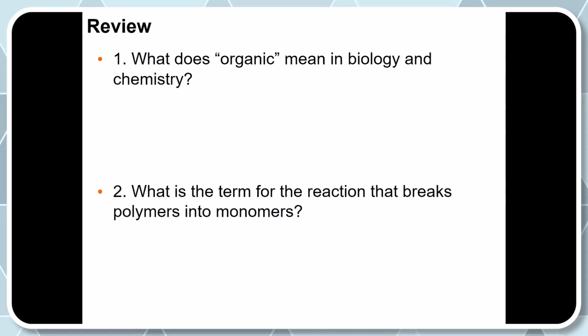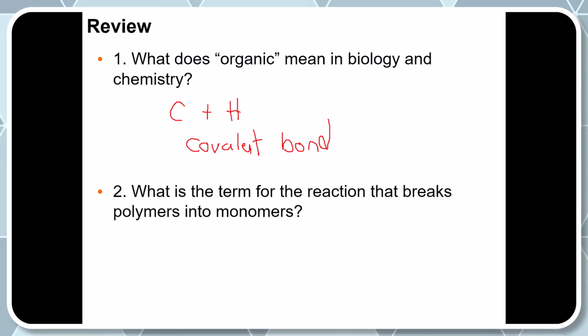So let's review. What does the word organic mean in biology and chemistry? So what kind of atoms are in organic molecules? That would be carbon and hydrogen, right? Also, what kind of bonds do they have? That would be covalent bonds. Ooh, this is hard to write. Covalent bonds. On a test or something, please write in full sentences, but you wouldn't be writing poorly with your mouse.